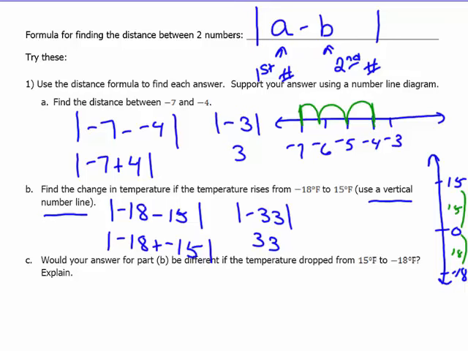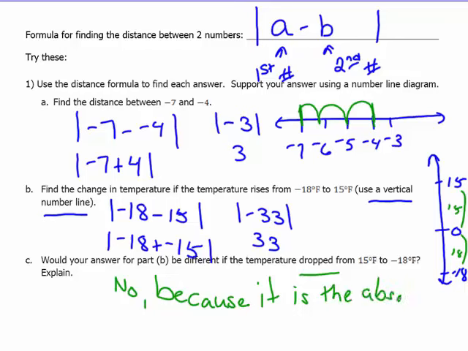Would your answer for part B be different if the temperature dropped from 15 to negative 18? Explain. So now they're saying, well, instead of saying if the temperature rises, what if it dropped? Well, it doesn't matter. It's the same thing. So would your answer be different? No, because it's the absolute value. So you would get the exact same answer.